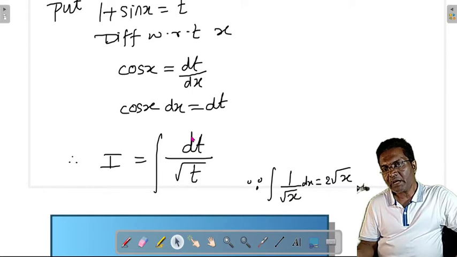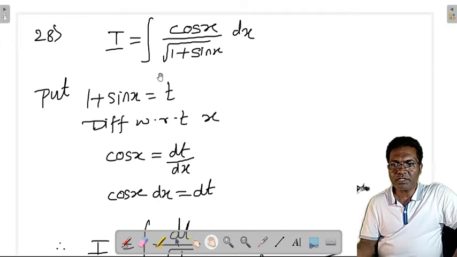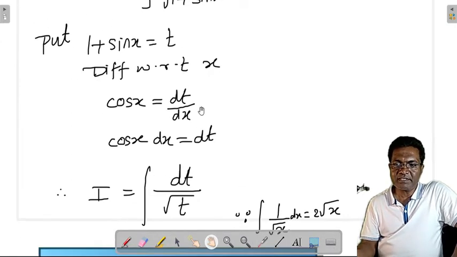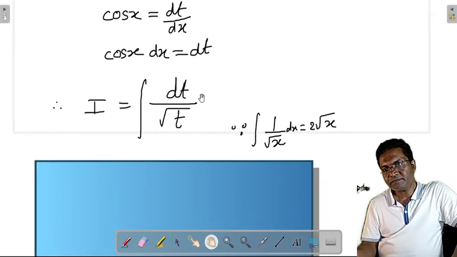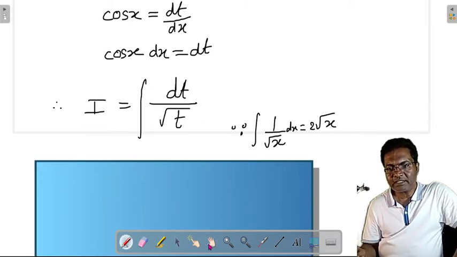In the numerator we have cos x dx, that is dt. In the denominator we have root of 1 plus sin x. So 1 plus sin x means t. You will get root t. And better you remember this: integration of 1 by root x is 2 root x. So you can write its result directly.